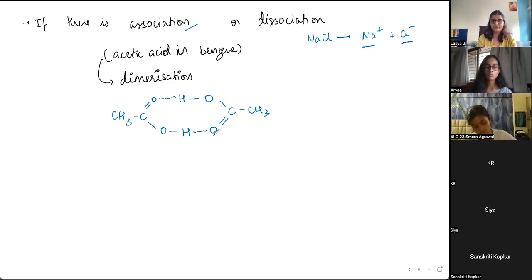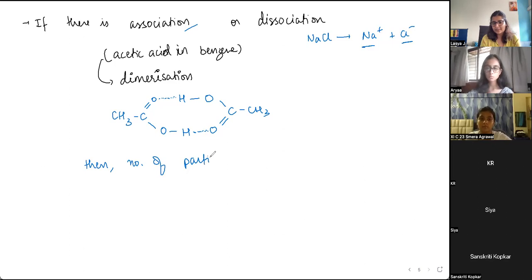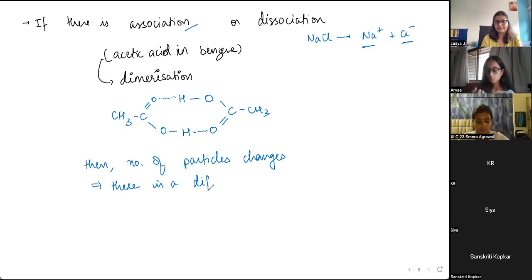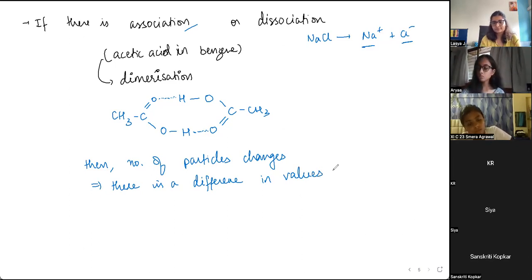If I add one mole of acetic acid, because two molecules join together to form a single particle, I'm getting half the number of particles. Technically, my concentration is just half. So when this happens, the number of particles changes, and there is a difference in the calculated values of molar mass or the colligative properties in general. Your concentration itself is changing, so your experimental values will not match your expected theoretical values.